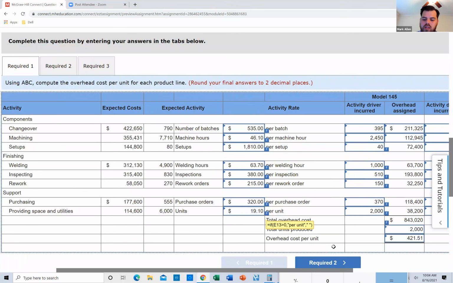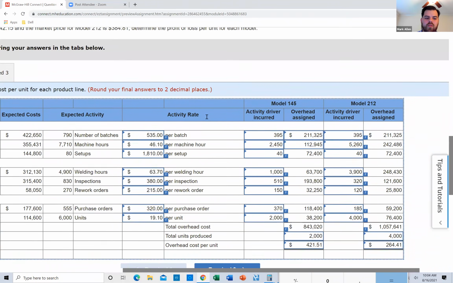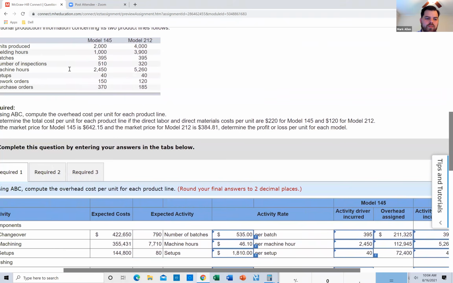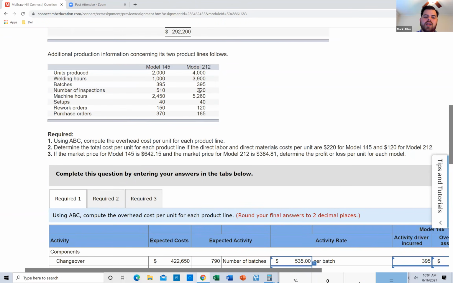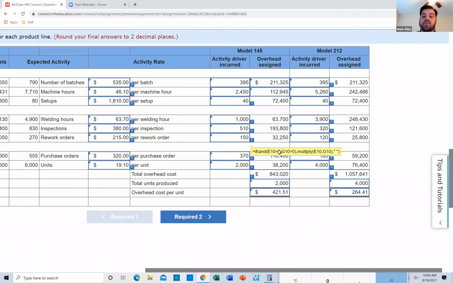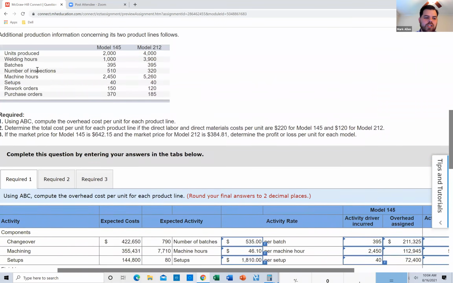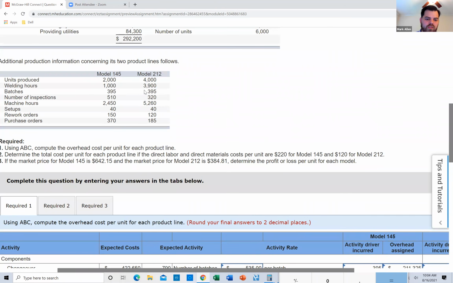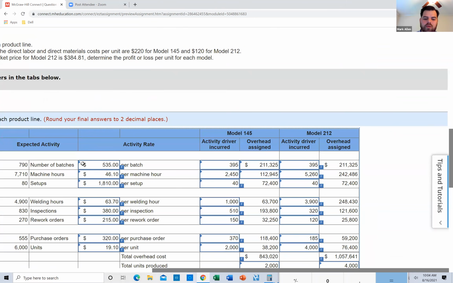At this point, all that's left to do is come in and find our model 145 information, right here, and our model 212 information right here. Truthfully, I would probably take out my phone and take a picture of this table, and then you can just come down here and look at that table and find whatever you need. For this first row, we're basing this on per batch. So I'd go back to my picture and look for my number of batches. We've got 395 for 145 and 395 for 212. So boom, there we go, 395, 395.